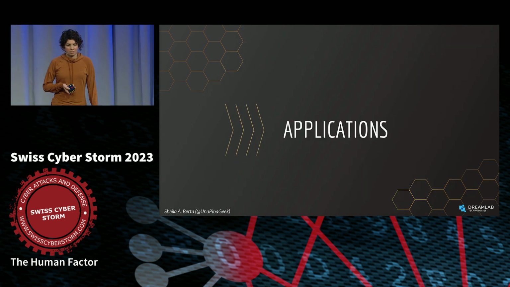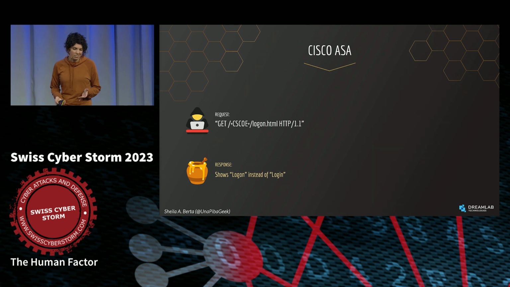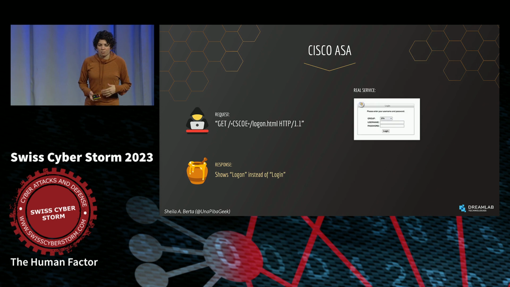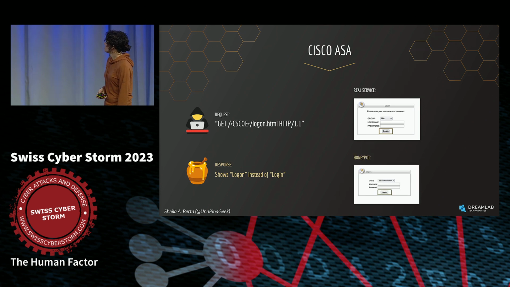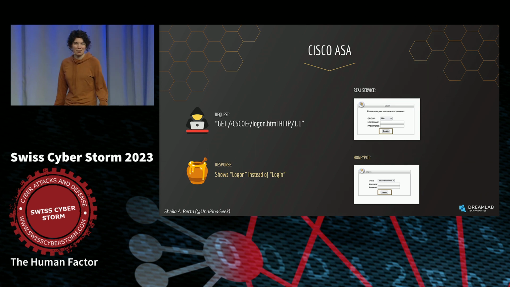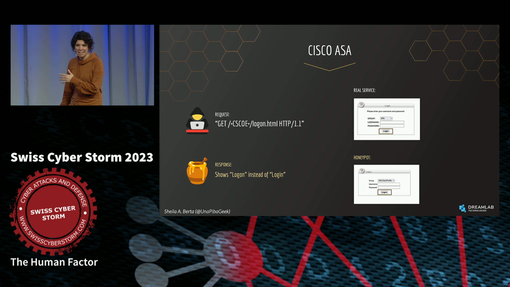Applications, well, these ones are a bit different, because we'll see here Cisco and Citrix, but they are running over real web servers, so I was focusing more on the content. A real Cisco ASA looks like this. It says login, and in the case of the honeypot, it says logon. I don't know why. I thought that this would not work, so I was running an analysis.